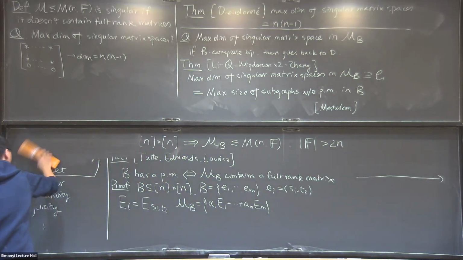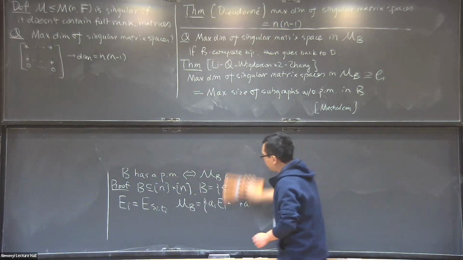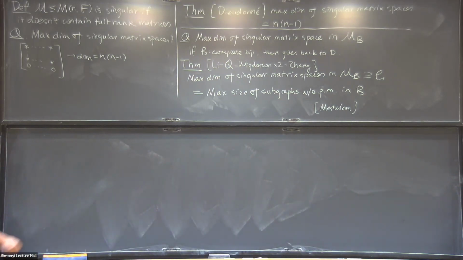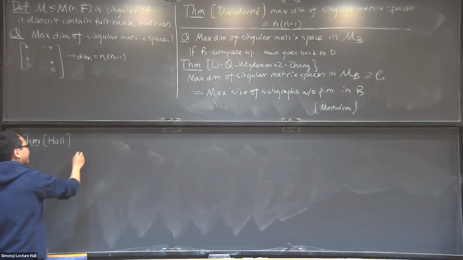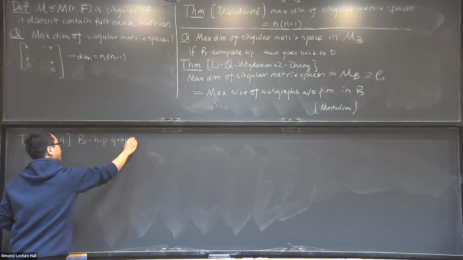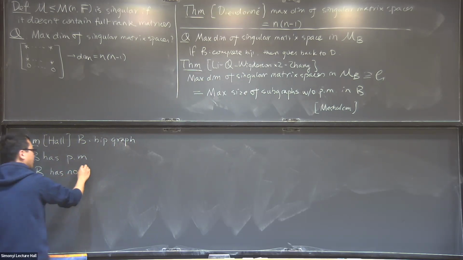Okay, so good. Now, again, let's change gears and think about another thing that you are very familiar with, Hall's theorem. Hall's theorem, of course, says that if B is a bipartite graph, then B has a perfect matching if and only if B has no so-called strong subset.